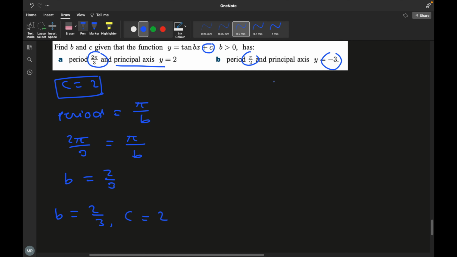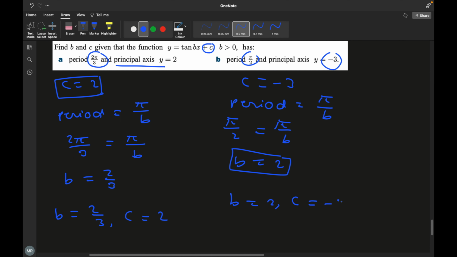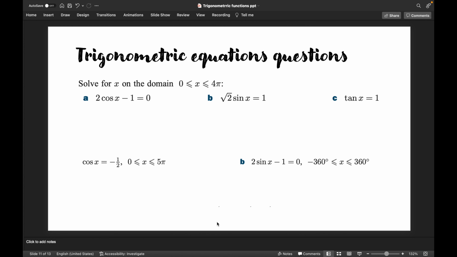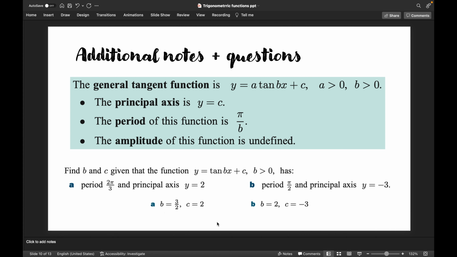Let's do the same thing for this. c would be minus 3, and the period is pi by b, and the period is pi by 2 in this case. So therefore b is 2. b is 2, c is minus 3. That's what we also got. This is all for the cos, sine, and tan functions.